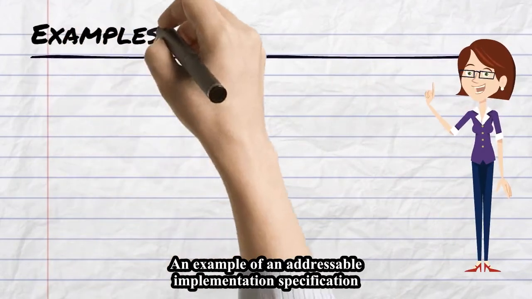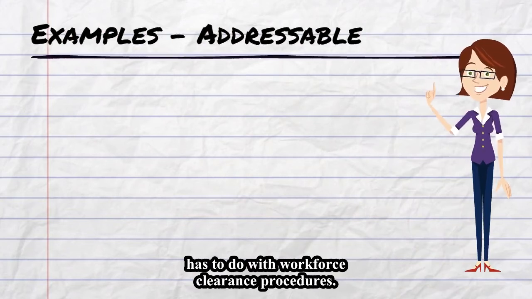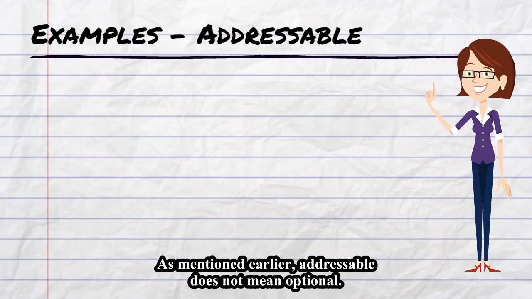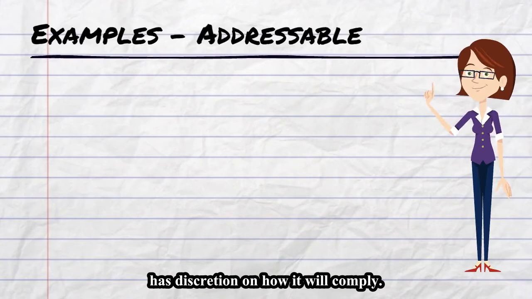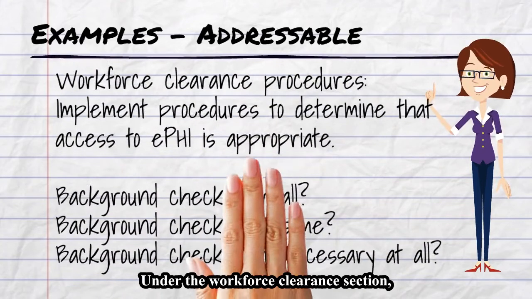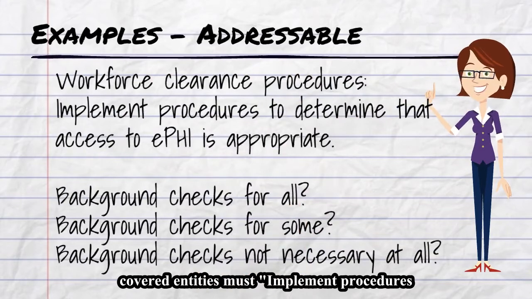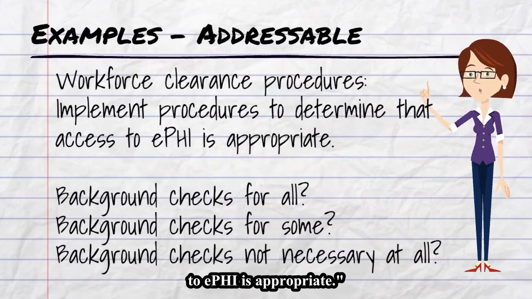An example of an addressable implementation specification has to do with workforce clearance procedures. As mentioned earlier, addressable does not mean optional. The requirement is still there, but the covered entity has discretion on how it will comply. Under the Workforce Clearance section, covered entities must implement procedures to determine that the access of a workforce member to ePHI is appropriate.